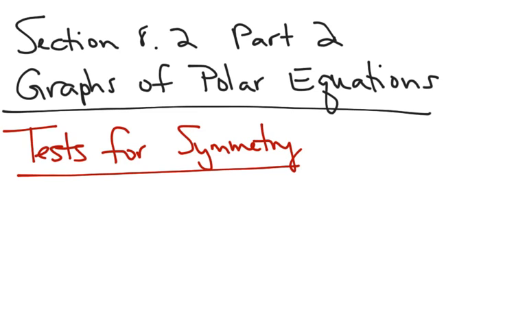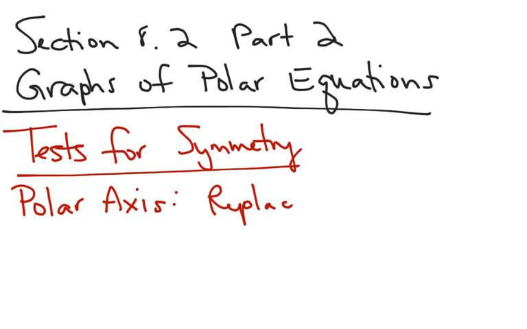One of them is the polar axis. The polar axis was your x-axis. So to determine if a graph is symmetric over the polar axis, you're going to replace theta with negative theta. And if the two equations result in the same graph, then it's symmetric over the polar axis. If the graph completely changes, then it's not.